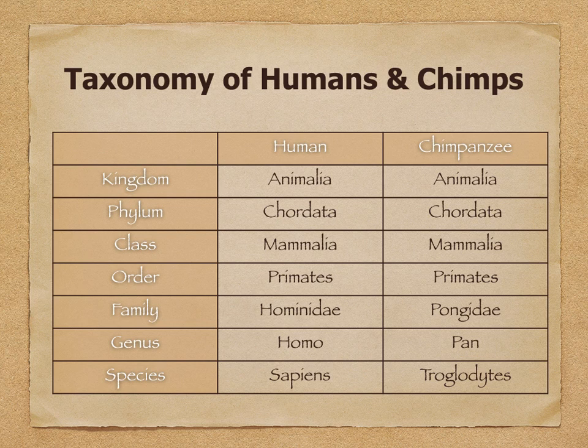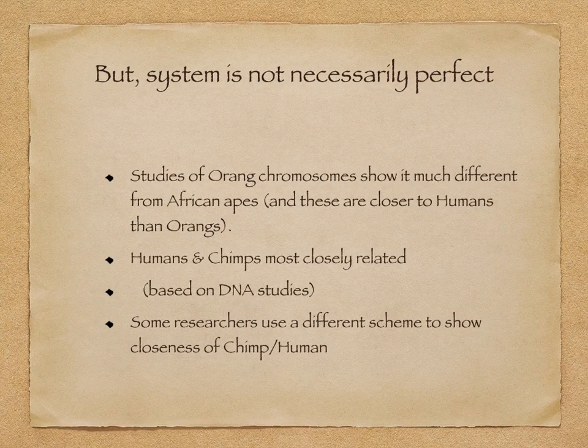Note that humans and chimpanzees split up at the family level, with hominids being our family and pongids being the chimpanzee family. This is not very well justified by the fossils, and in fact, there are plenty of people who argue differently about how our family tree should be split. And that just shows the system isn't perfect.